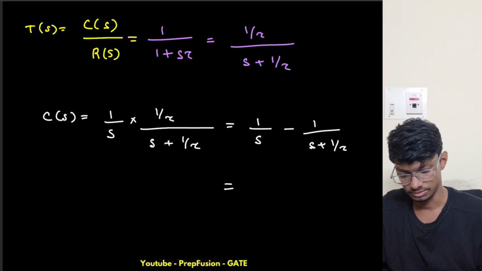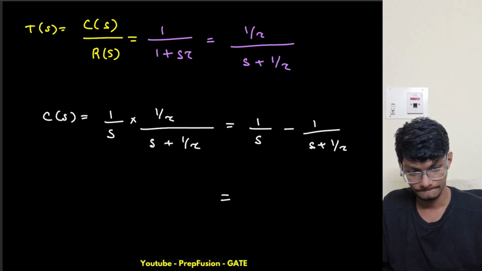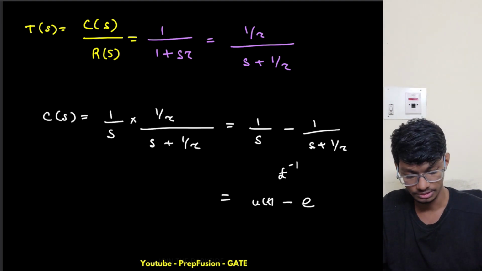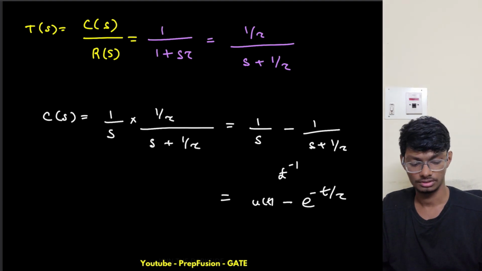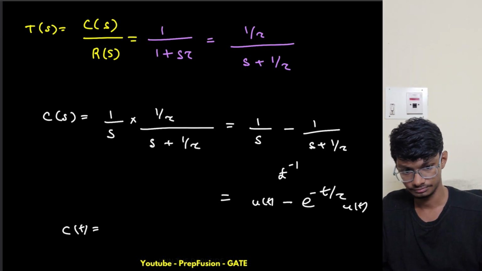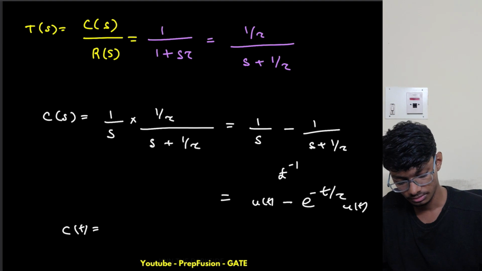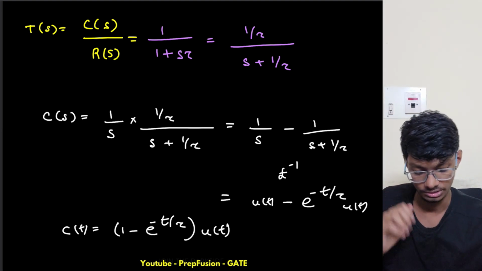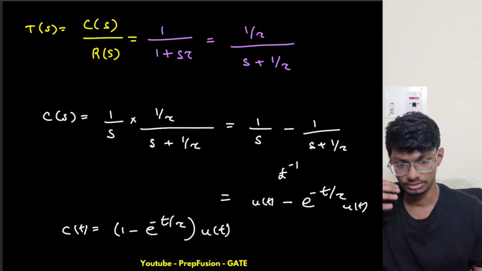Okay, so now let us find the inverse of this. I will do the Laplace inverse of this. The Laplace inverse of 1 over s is u of t, basically we know that. And the Laplace inverse of this one is e raised to power minus t upon tau. Since u of t is in both, I will take u of t as common. So my c of t will be 1 minus e raised to power minus t upon tau into u of t. This is my output response basically.